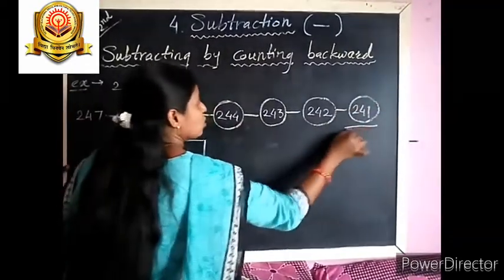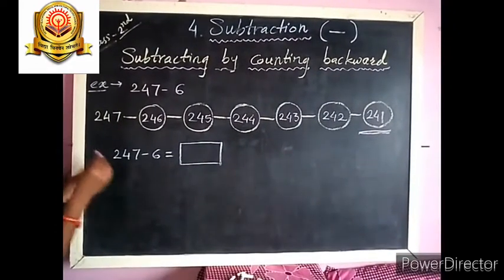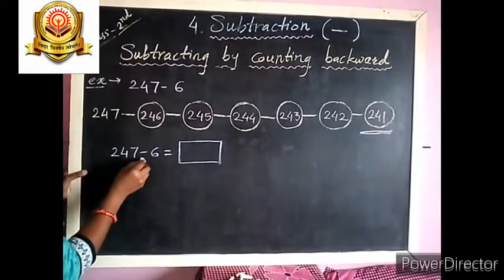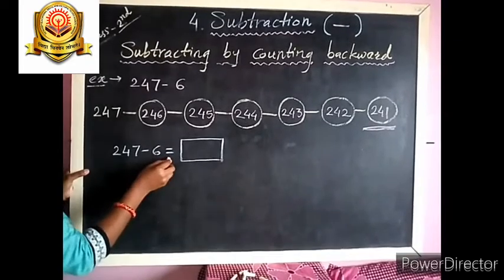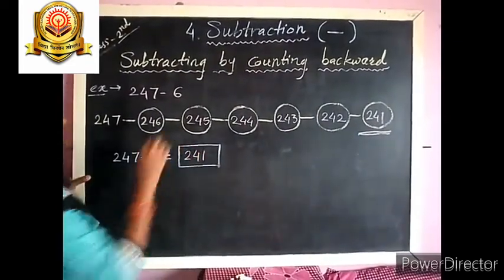241. So, the last number is our answer. 247 minus 6 is equal to 241.